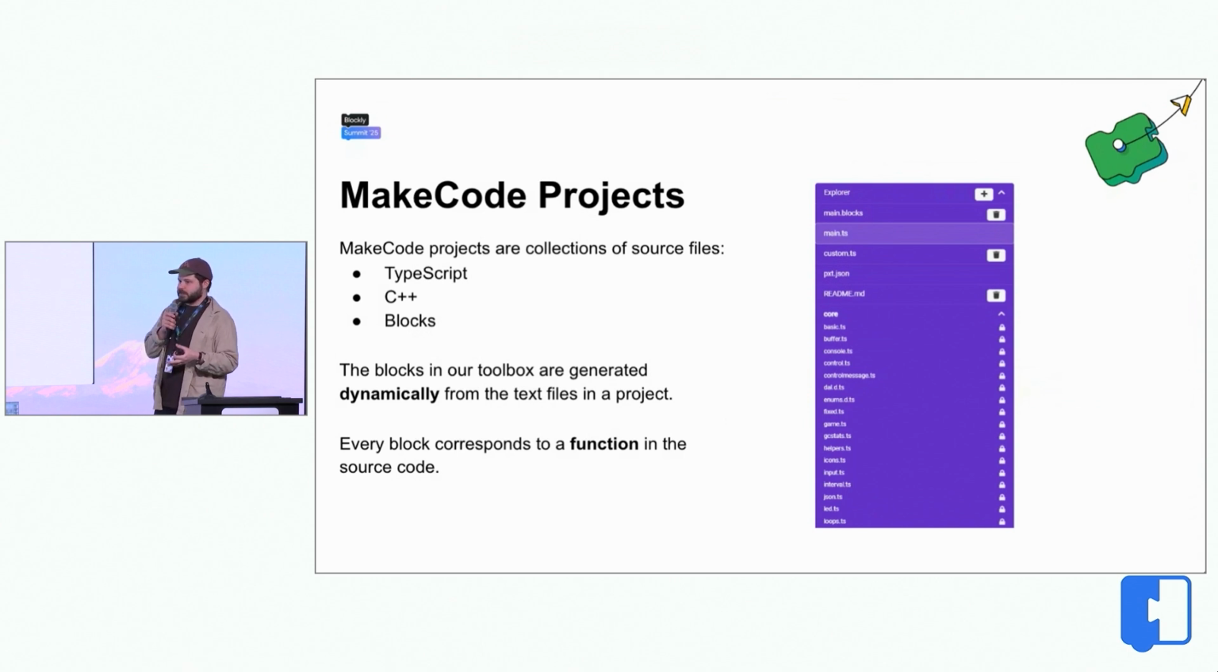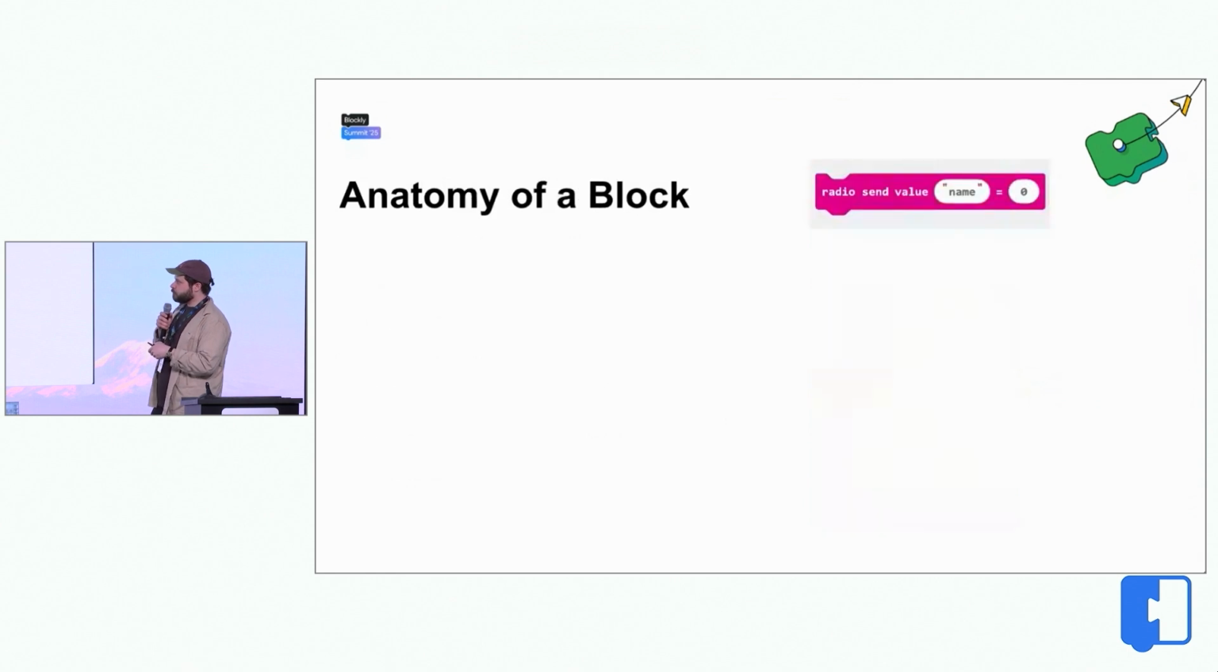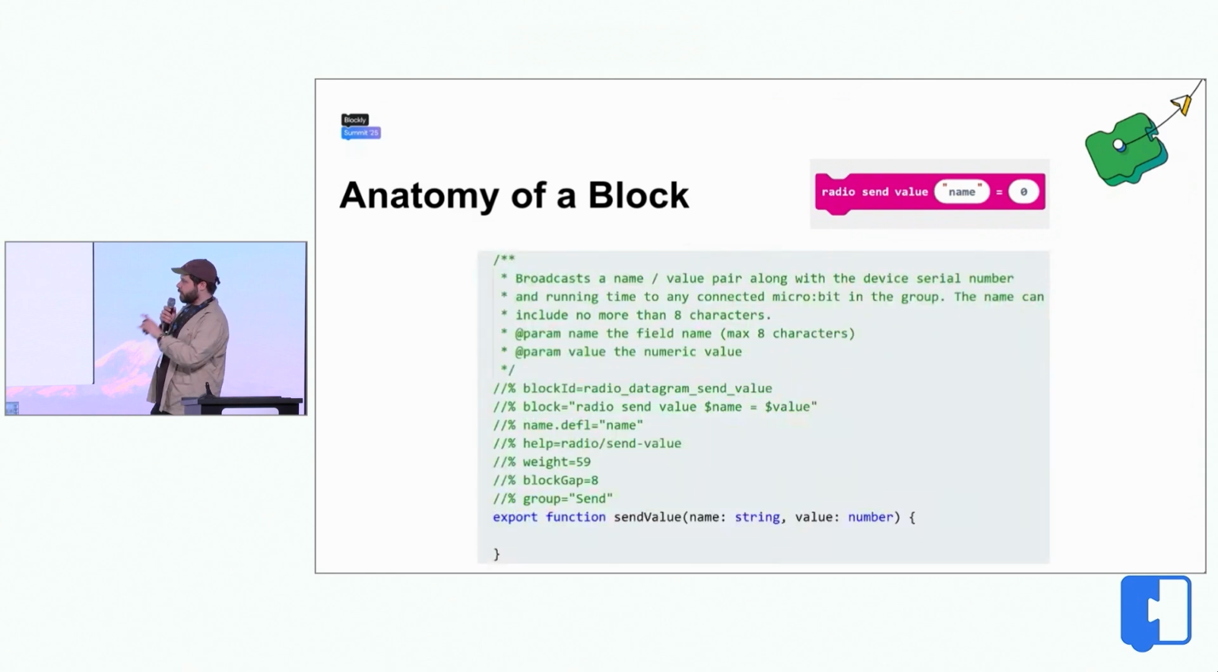The way we generate those blocks is by annotating those functions. We're going to take a look at this radio send value block from our micro:bit editor. If we look at how this block is defined, there are three parts. Up at the top, we have this JSDoc, the documentation that shows up in a text editor when you're getting completions, but we also show this to block users. Then we have this block metadata in the middle, which is used to define the actual shape of the block. Finally, at the bottom, we have the implementation, which I left out because it's boring, but it's there too.